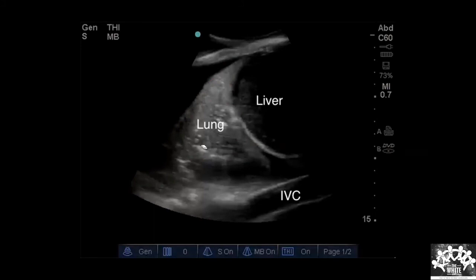So this much you understood: it is not a normal lung. That's the first thing you have to diagnose. The second thing you have to see is these bright structures within this solid-appearing lung. What do you think a bright structure within the solid-appearing lung might be?